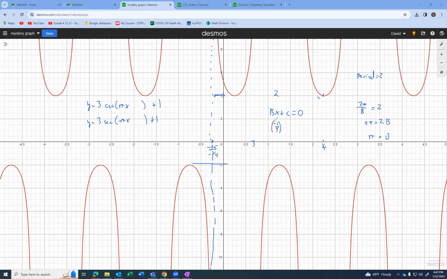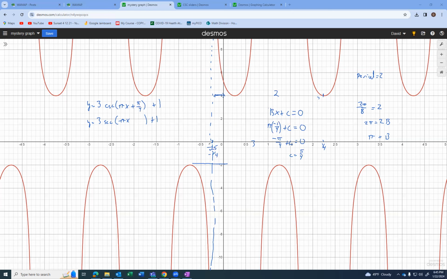So I'm going to put -1/4 in for x. B I know is pi. And I want to find out what that c would be. So I want to solve for c. So -pi/4 plus c equals 0. So c is equal to pi/4. So with the cosecant graph, I want a plus pi/4.